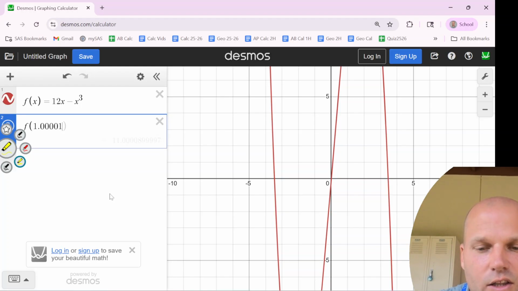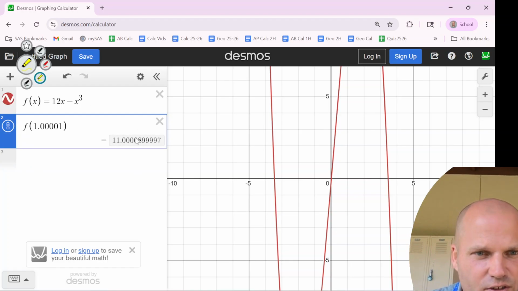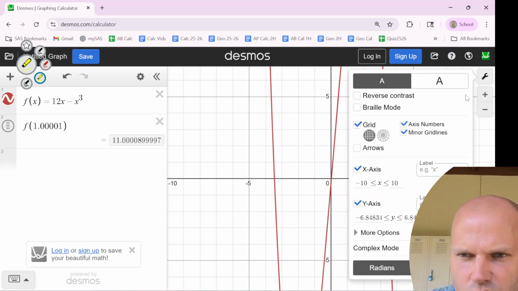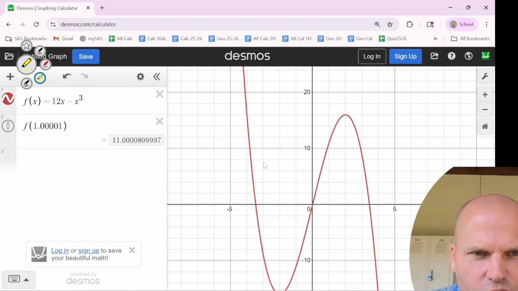1.0001 comma 11.0008999997. Now, this is a very specific number. I'm not just making this number up. It's through a calculator. Let me just shift this so that it looks just like your graph. Cool. So we're focusing at this point 1, 11.